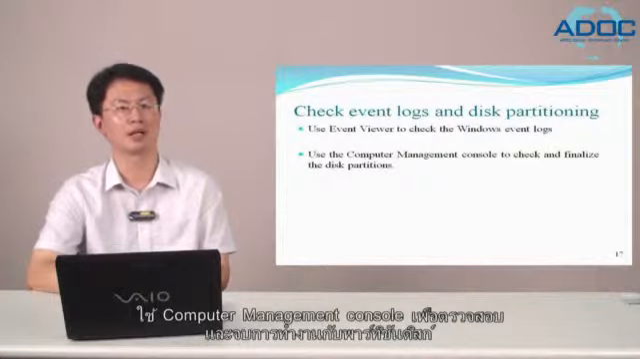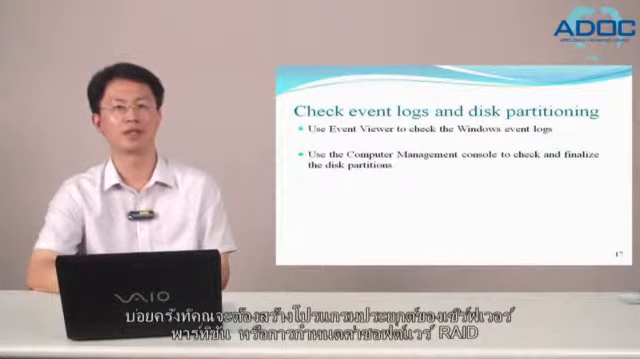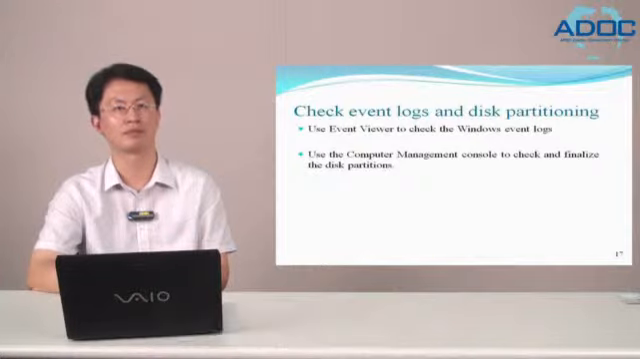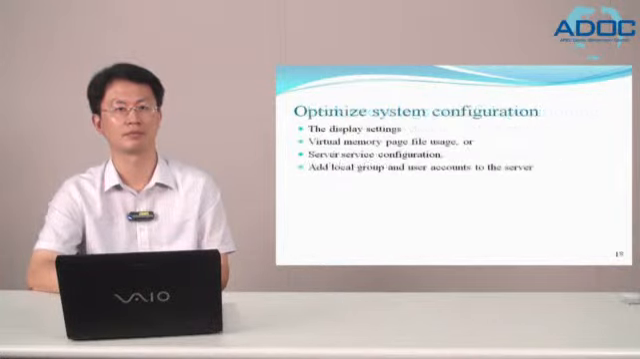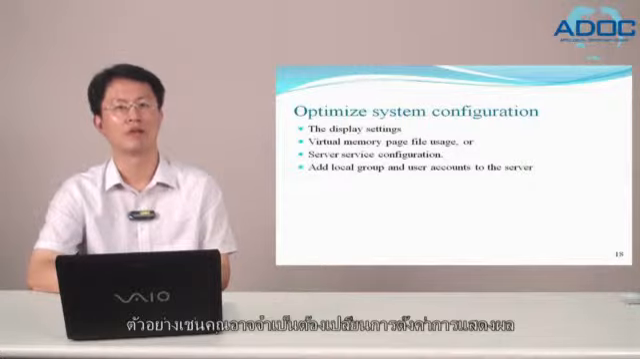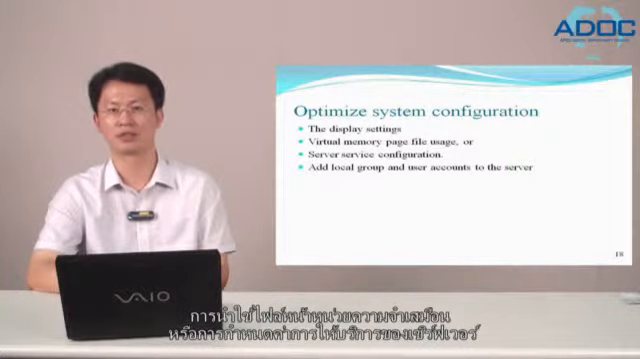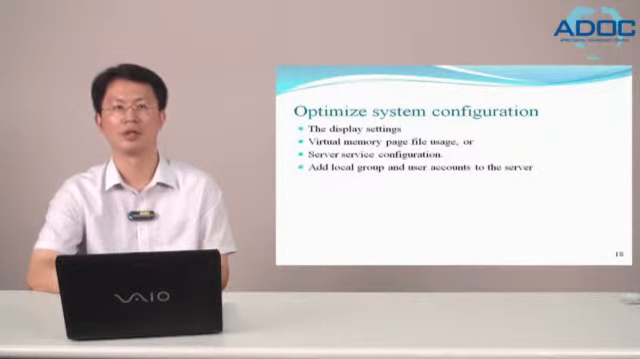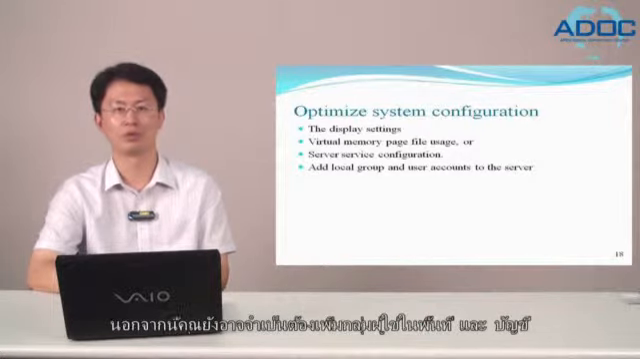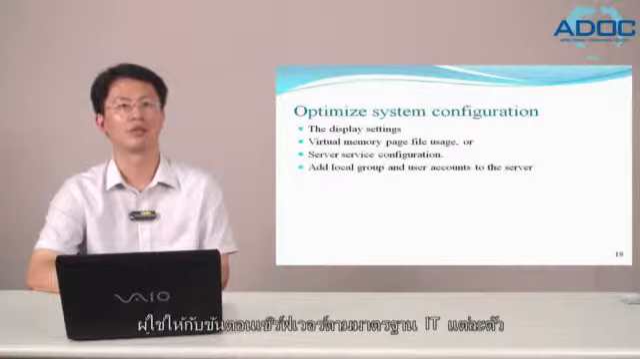Use the Computer Management Console to check and finalize the disk partitions. Often you must create the server's application partitions or configure software RAID. For example, you might need to change the display settings, virtual memory page file usage, or the server service configurations. You might also need to add local group and user accounts to the server per standard IT procedures.